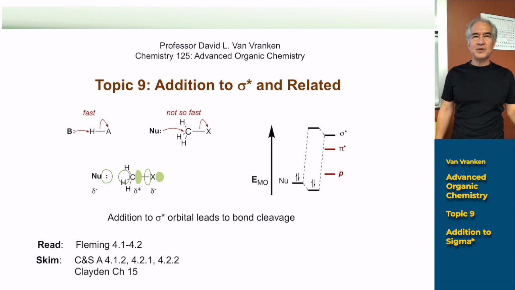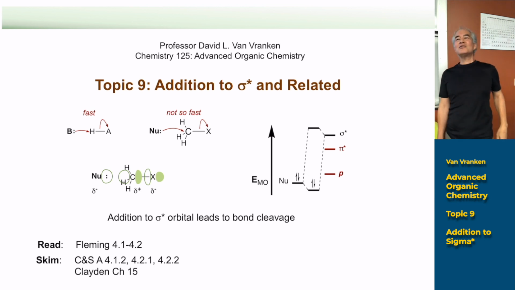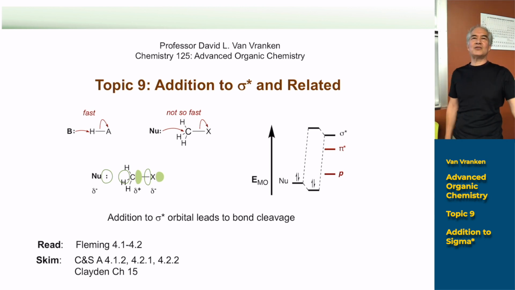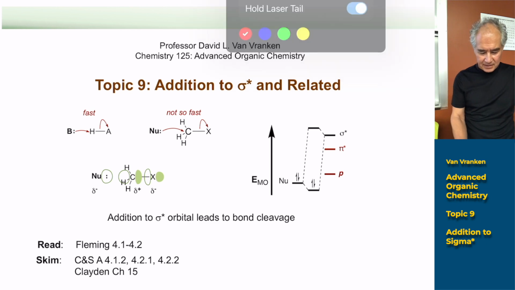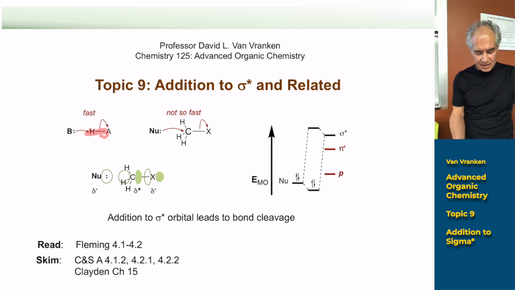I want to come back to addition to sigma star. We already talked about addition to sigma star for proton transfers. But protons are a first row atom. That's easy. Let's switch to a little bit harder addition to sigma star where you drop down to lower rows, like if you're adding to carbon sigma star, or rows even lower than that. It's so fast to add to sigma star orbitals for protons. That's just acid base. But once we drop to these lower rows, this is not so fast.